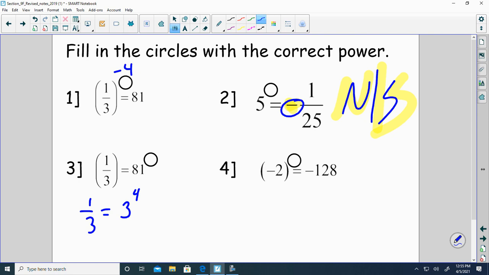So 3 to the 4th is 81. Can I make 81 1/3? What do you think? This is a tougher one to think about because this is definitely not the right answer. So we have to think about it.